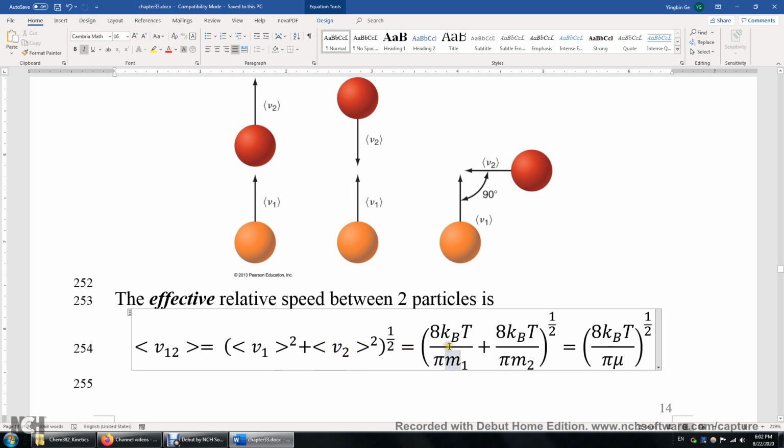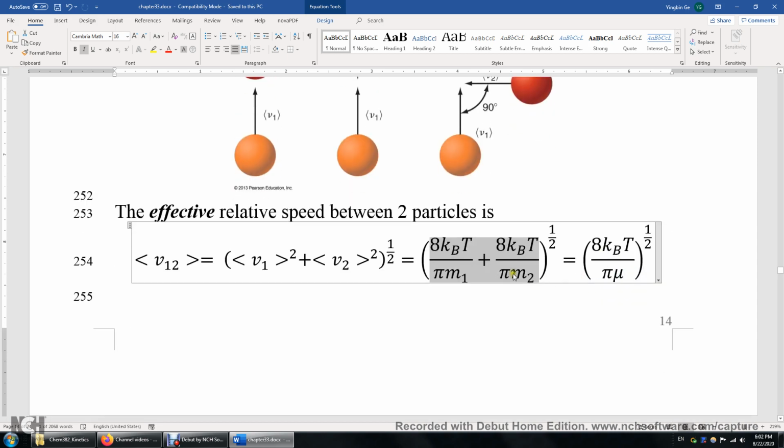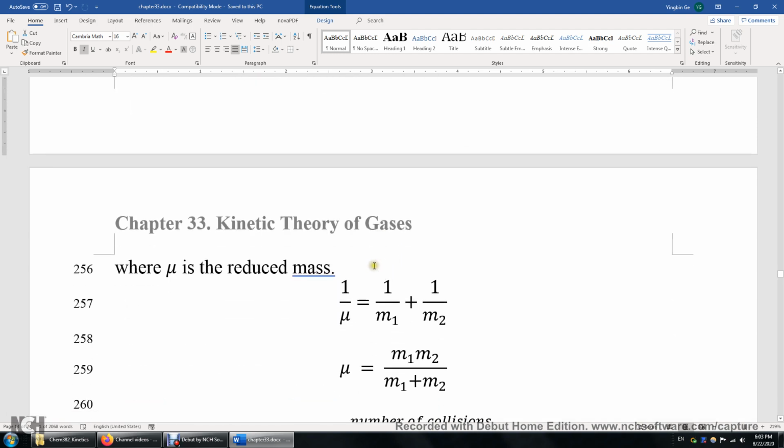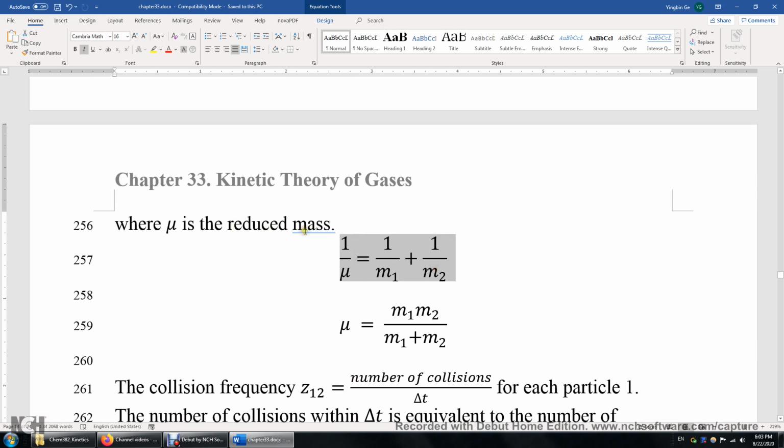And the average speed is the square root of 8 kBT over pi times mass. So we got this equation here. And then we can combine these two by defining this mu. Mu is the reduced mass. By looking at this equation, you may realize 1 over mu is equal to 1 over m1 plus 1 over m2. So again, this is the definition of the reduced mass.